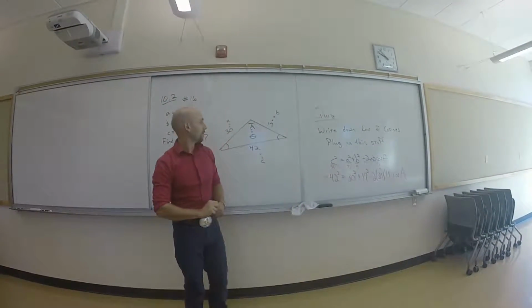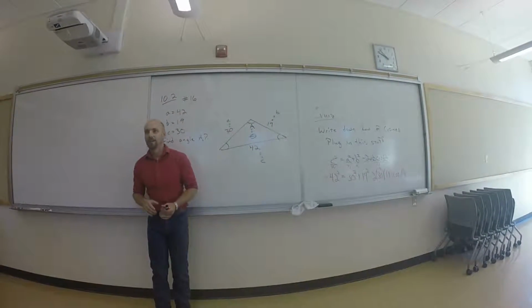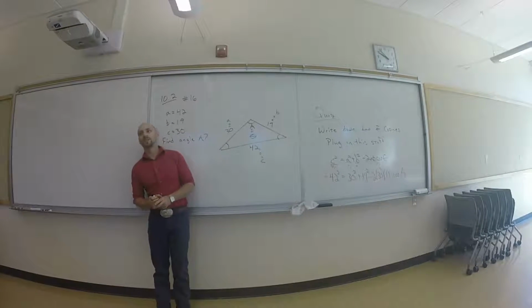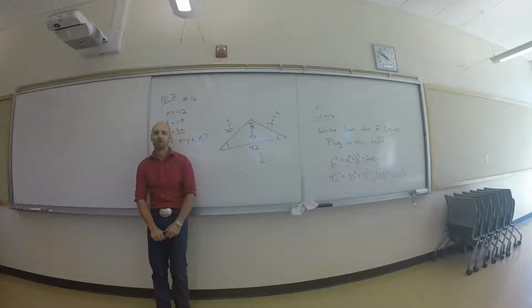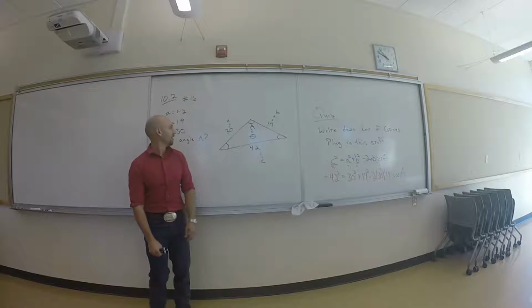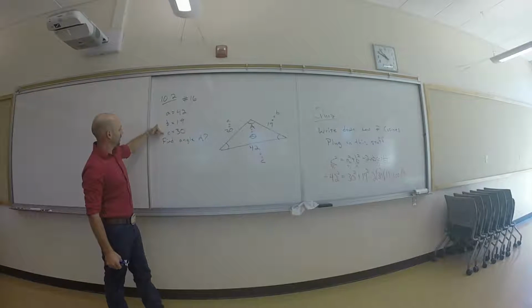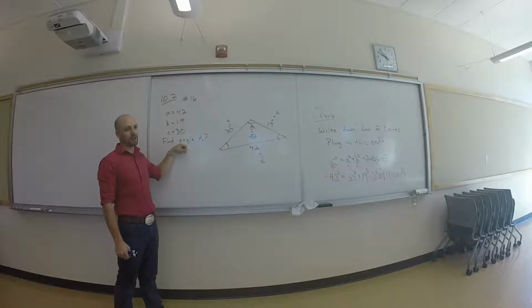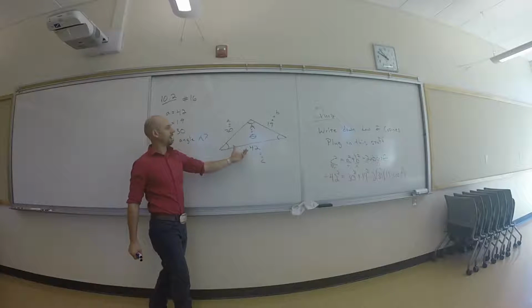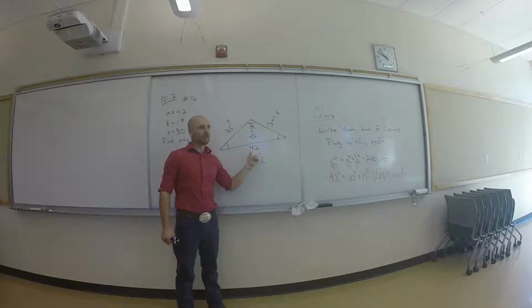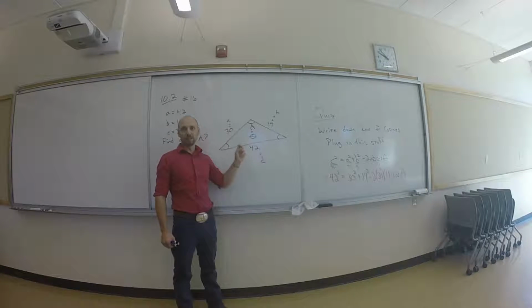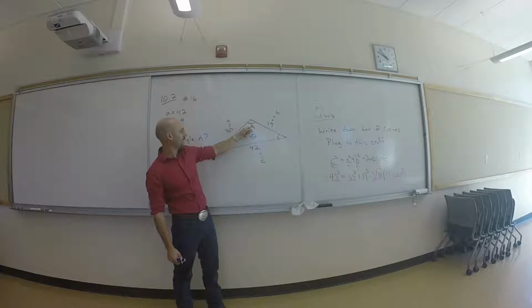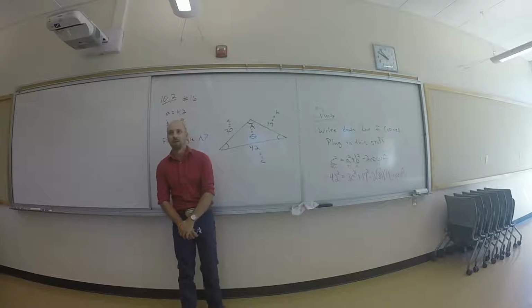Okay, so far in problem 16 of 10.2, we have taken A, B, and C as 42, 19, and 30. We said we want to find angle A. So we drew a triangle, right? And then we labeled some sides. Specifically, we labeled angle A as going across from 42.